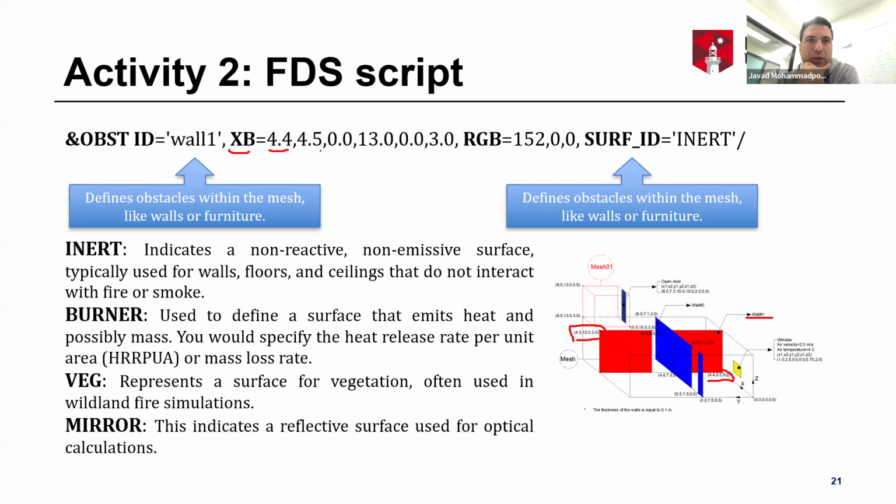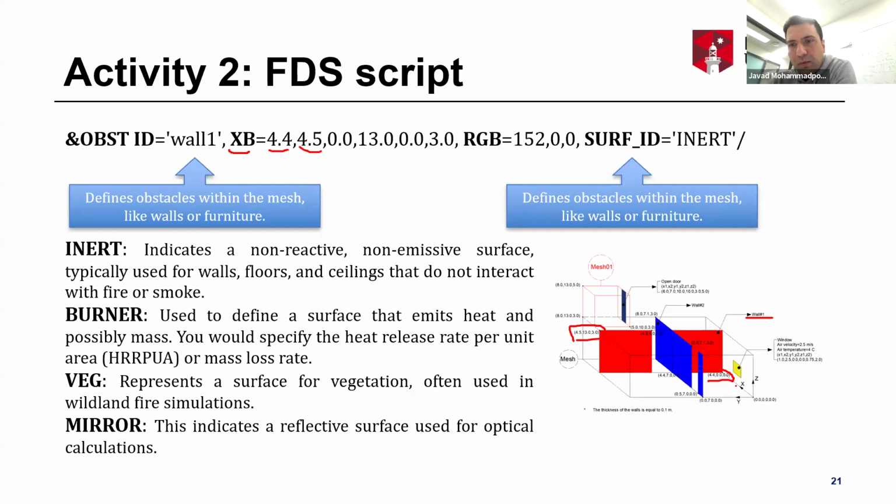is 4.5. Why is it different? The X is not the same for this point and that point. The difference, gentlemen and ladies, just pay attention. The difference between these two shows the wall thickness. So the wall thickness is given as 0.1 meter. This value, the difference between the minimum X and the maximum X, gives the thickness.